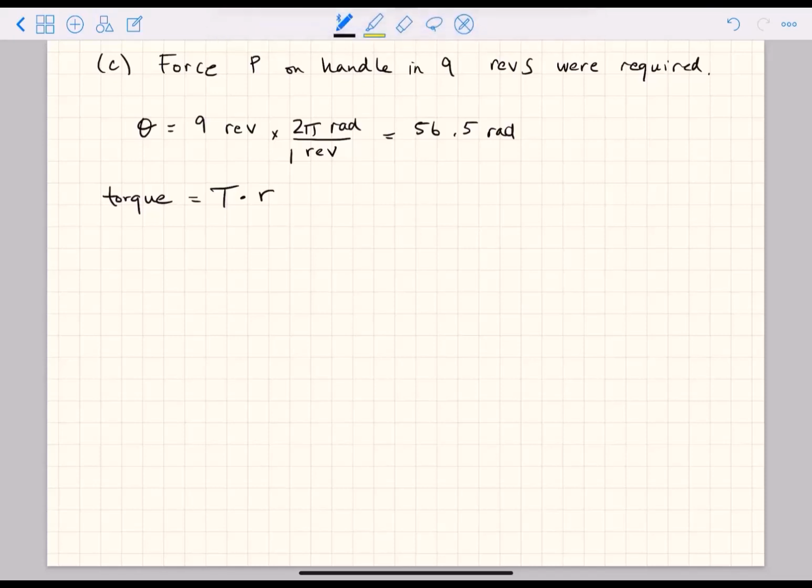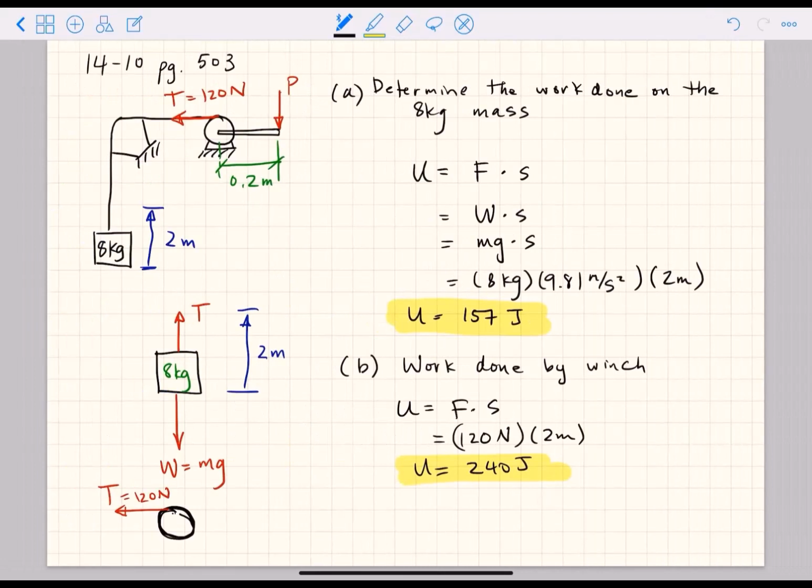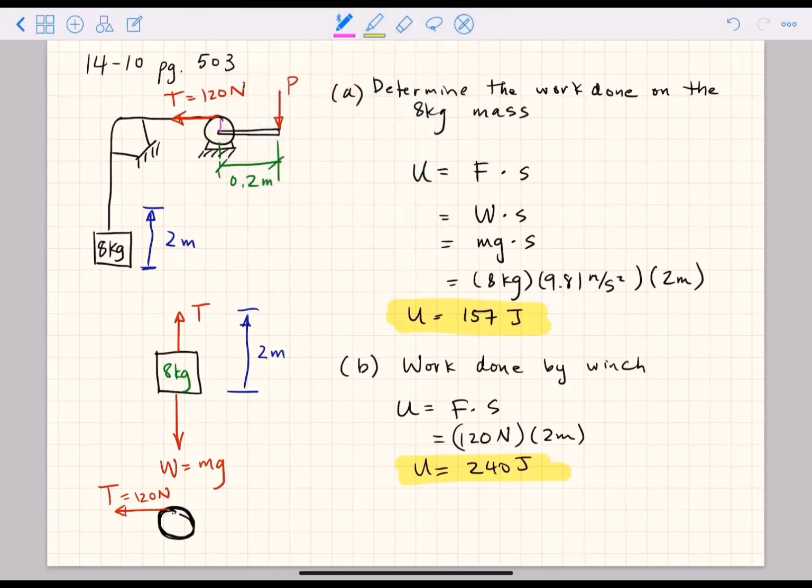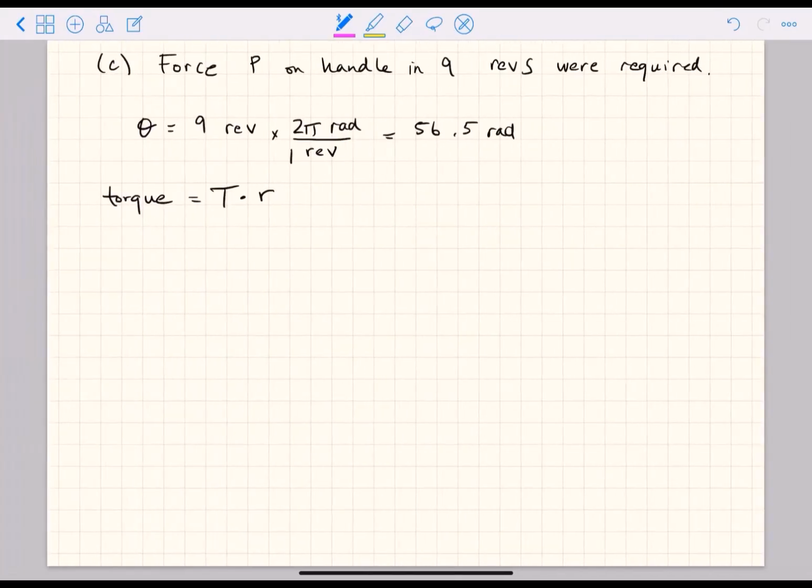That torque is T times R, so that would be our tension times the radius. Now, the radius of this is the radius, it's not the 0.2 meters. That 0.2 meters would be the distance from the center of the winch to the force P. But what we really care about for this first part is the radius from the center of that winch to where the torque is being applied, right? So that's the radius there. There's no radius given, so we're going to have to figure that out.